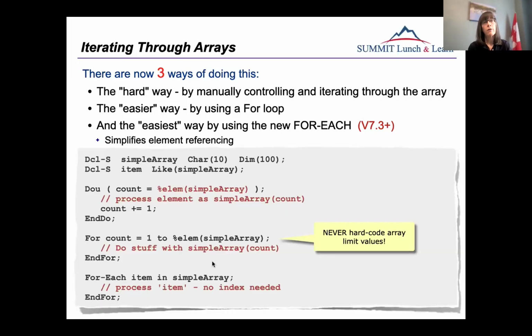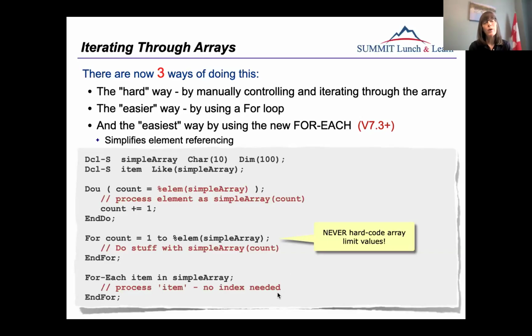The easier way is a for loop, where you can say, just do 1, 2, however many elements there are in the array. And by the way, please don't ever hard code array limit values. Please. That's just a bug waiting to happen when the array size changes for whatever reason in the future. So that's just a little extra tip there.